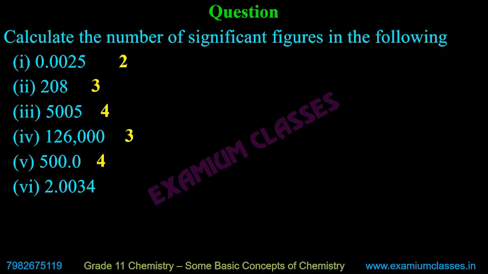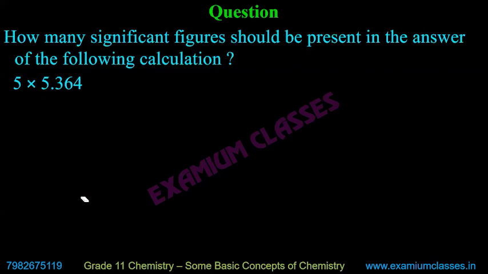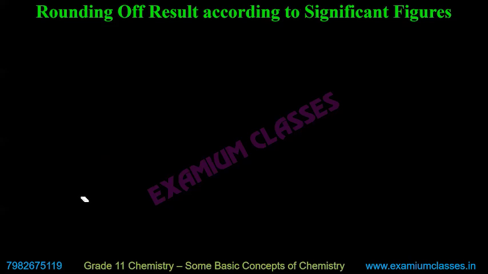2.0034. Five. Five. 5. Five. These are significant. These are in between. These will become significant. 5. Good. Now, in such questions where it is multiplication or division, the rules are, first I am telling you the rules and then I'll come back to this question.